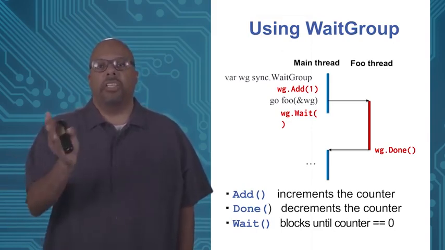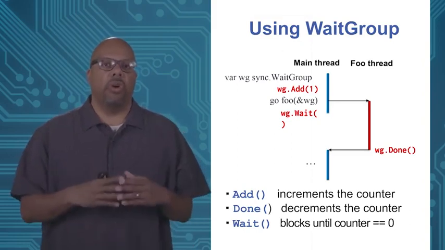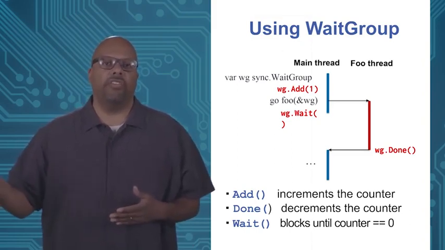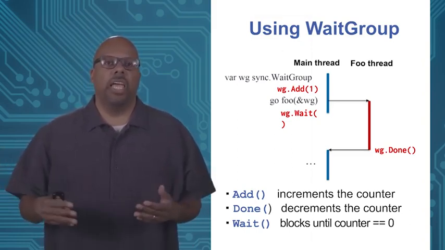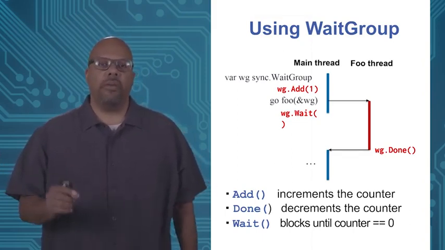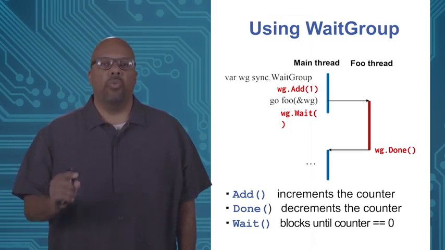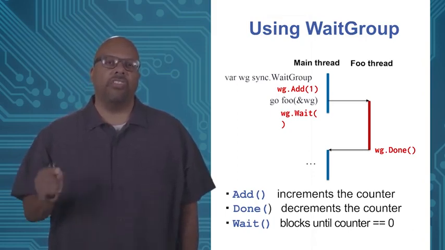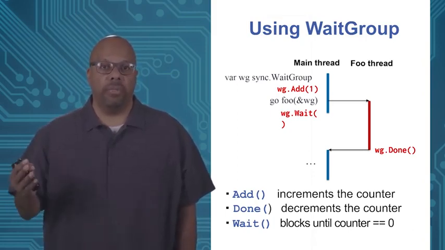But let's stick with the main thread for a second. The main thread creates the foo thread, go foo, and then it calls wait. So it says wg.Wait. At that point, it's going to block on that line until this foo thread that we're waiting on actually completes.